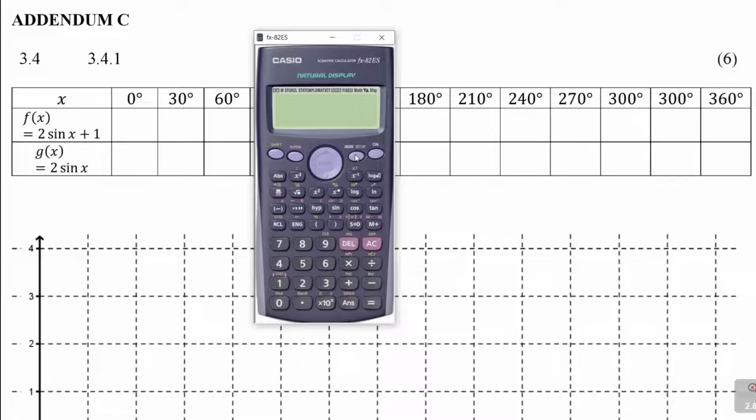So what you do, first you say mode, you say table 3. F of x. Mine only has f of x. Yours will have g of x. It will allow you to have 2 graphs at the same time.